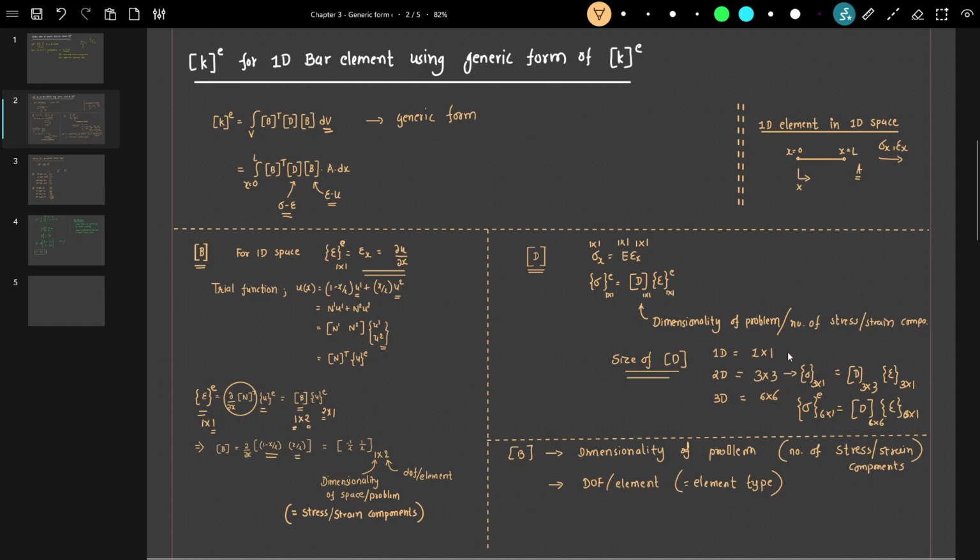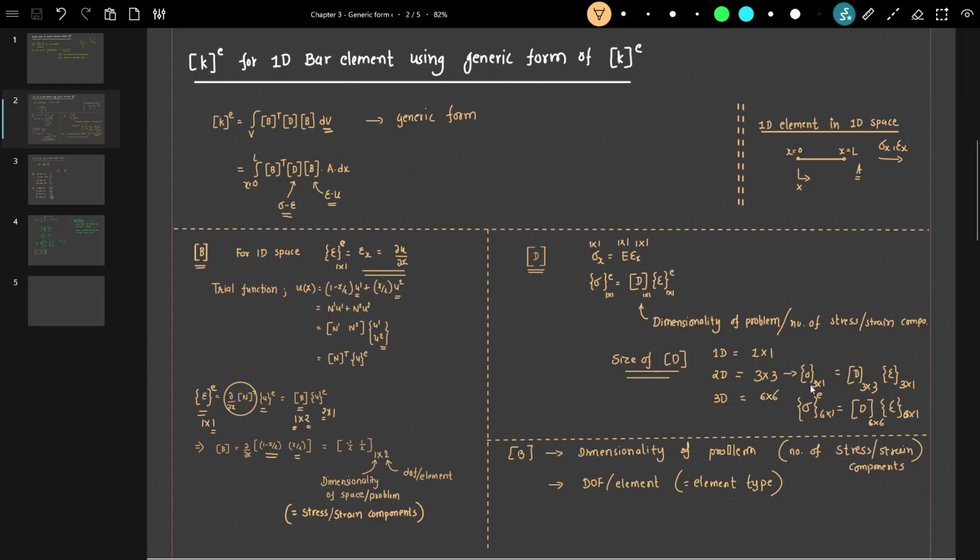So for 1D case, we have only one stress, so 1 by 1. In 2D, we have three stress components. Remember that stress and strain are tensors, but we represent them as a vector. So in 2D, we have three stress and three strain components. So size of D matrix for 2D case is 3 by 3.